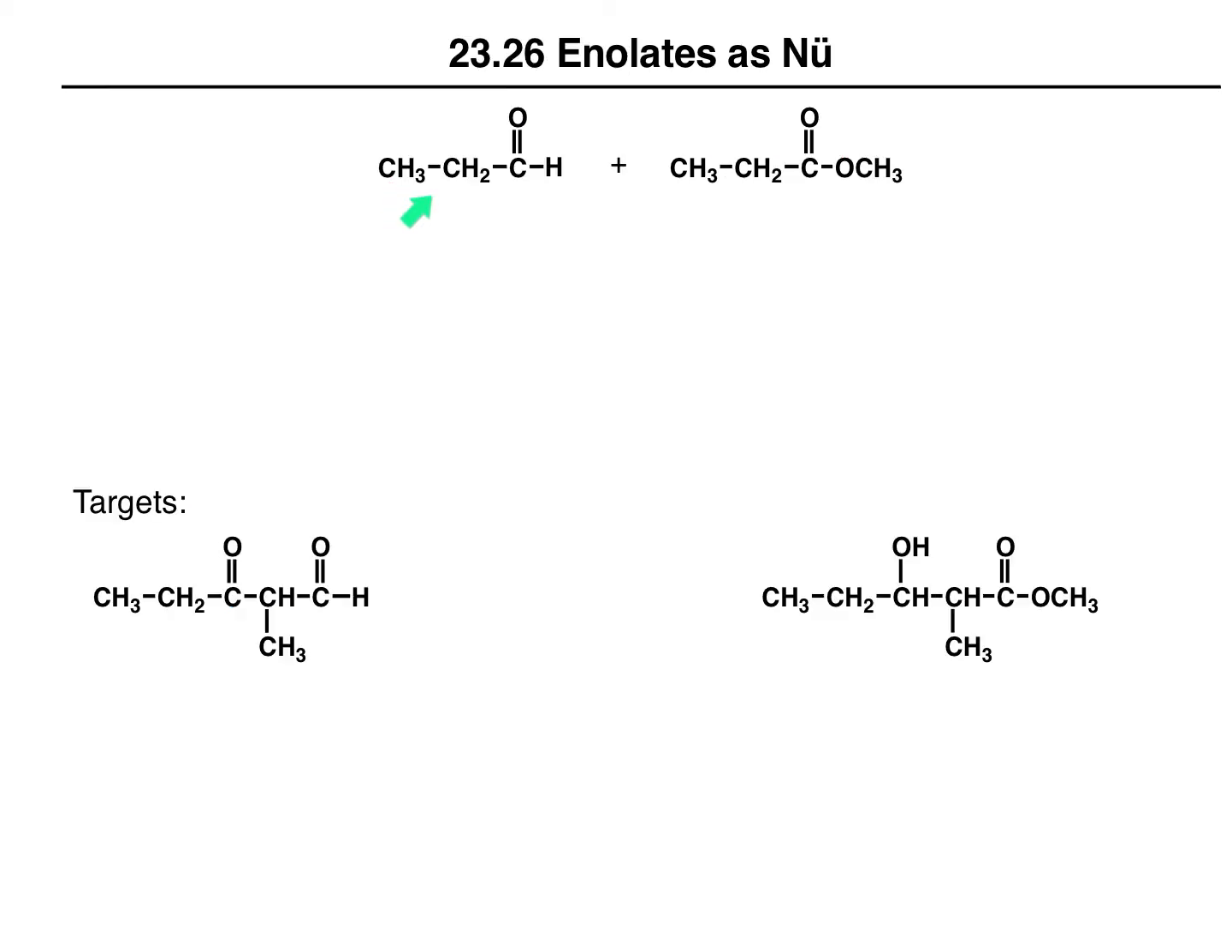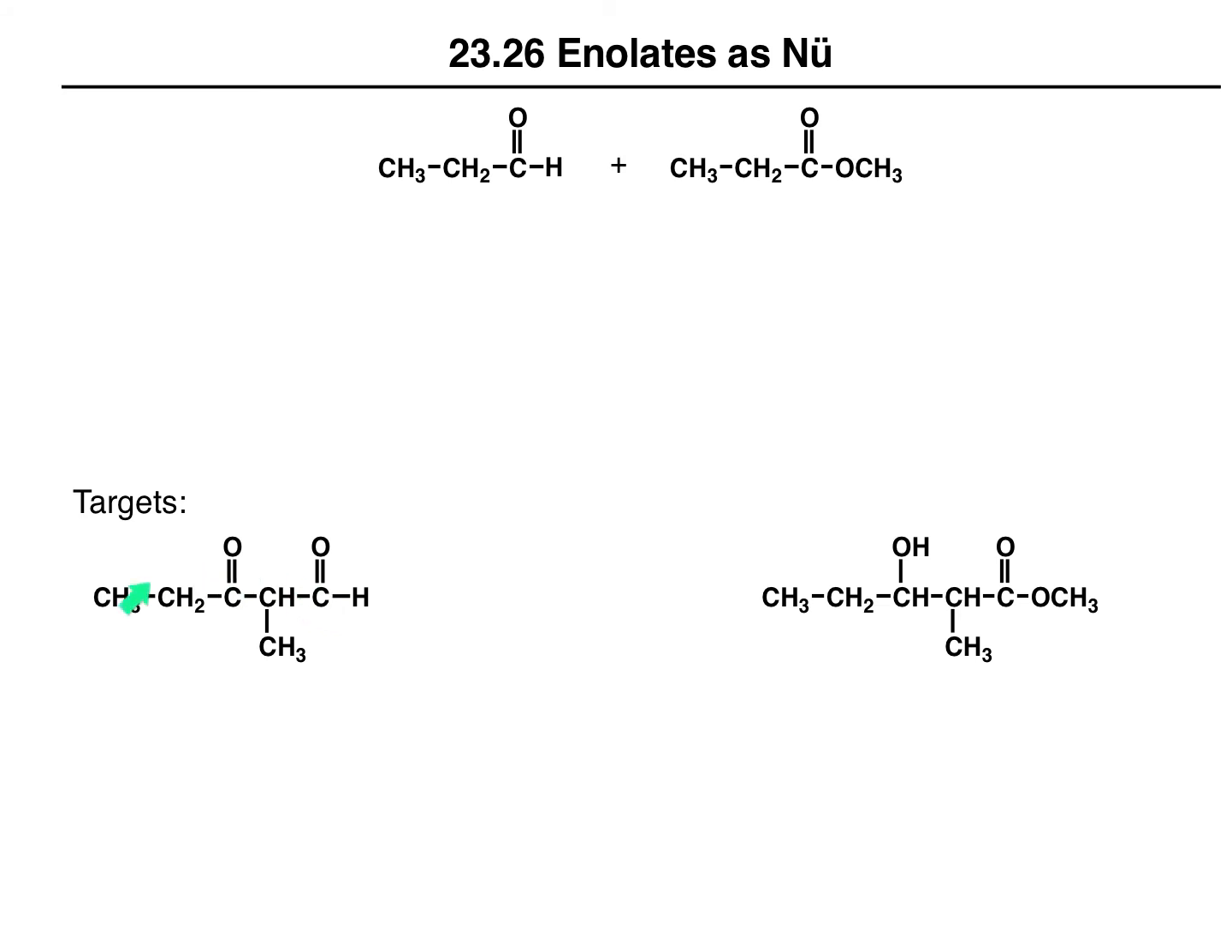Now, what if you had available some propanal and some methyl propanoate, and you needed to make these two different targets? Now look at how different these compounds are. This one, we have a ketone that is beta to an aldehyde. Here we have an alcohol that is beta to an ester. So they look very different, they have very different structure, and yet they can be made from these two compounds. So let's look at each compound a little bit more closely.